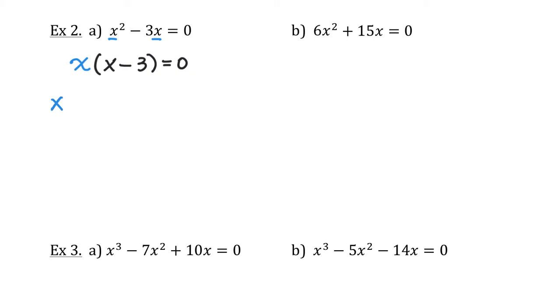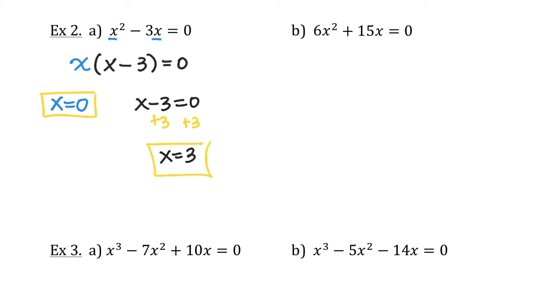The first answer is x equals 0. And then if I solve this second factor, x minus 3 equals 0, I'll get my second answer. And remember, because this is degree 2, I am expecting to get 2 answers.